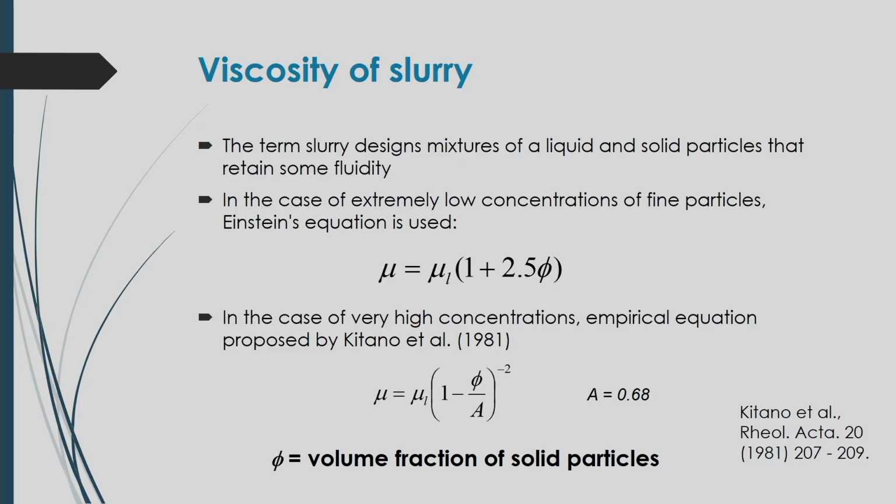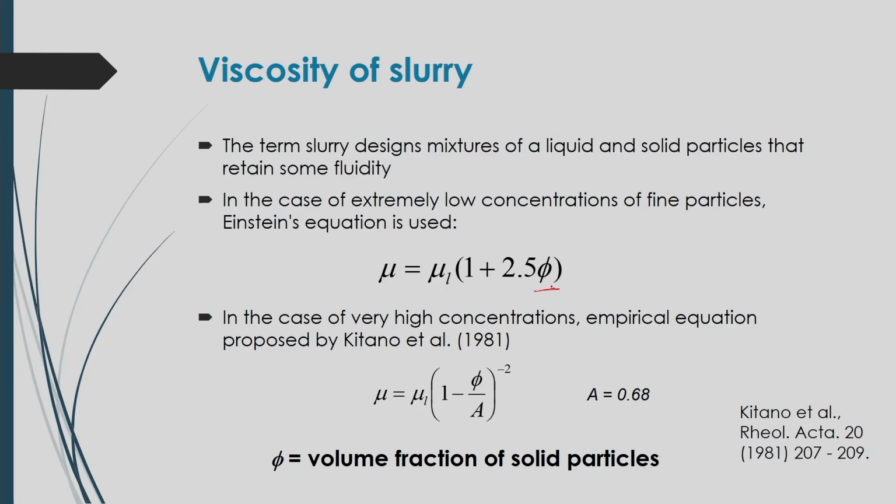In that case it will be very difficult to stir the solution if you add more powder. That means the solution of solid particles and water, the slurry, will have more viscosity, and that is the effective viscosity. How do we calculate that effective viscosity? That depends on how much volume fraction of the solid powder you add to the liquid. That volume fraction of the solid is represented by phi.